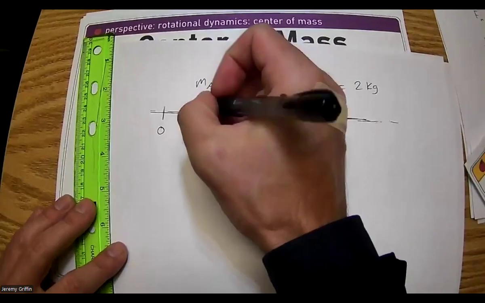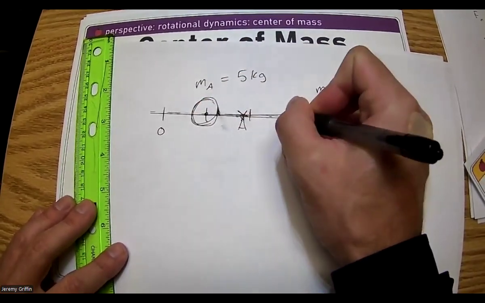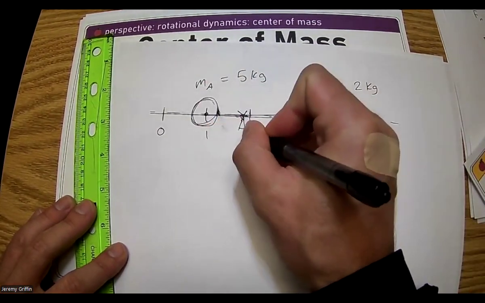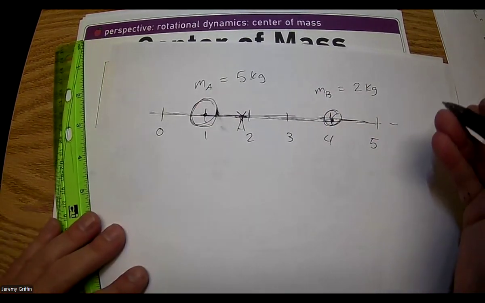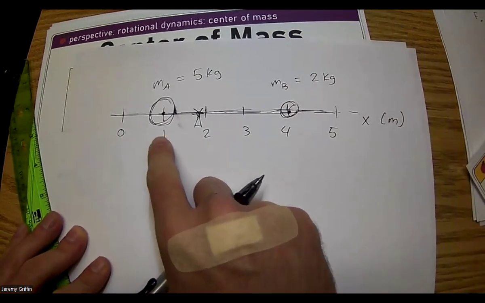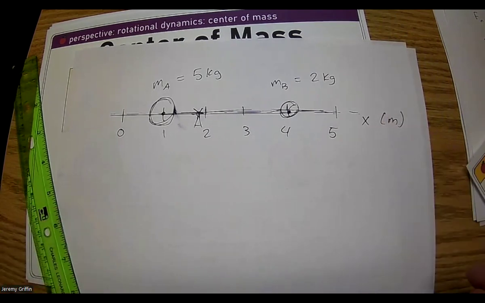So let's say this is 0, 1, 2, 3, about 4, 5, right? So it's position 1, position 2, position 3, position 4, position 5, on an x-axis. Maybe this is x measured in meters, right? So it's 0 meters, 1, 2, 3, 4, 5 meters. Variable unit. Look at that.